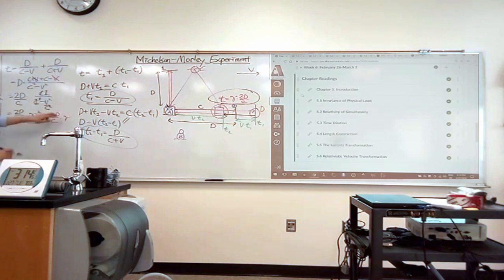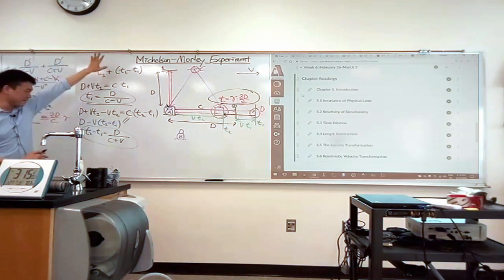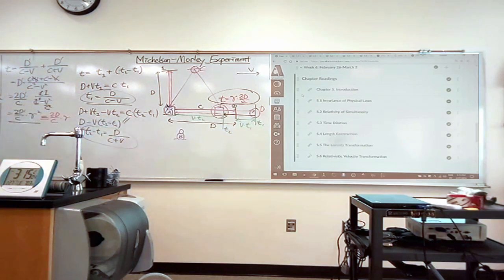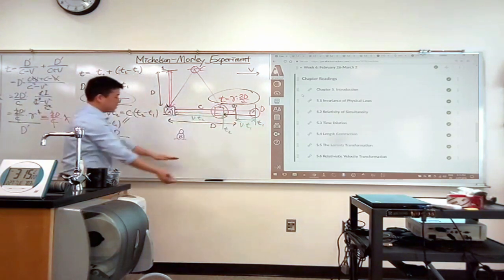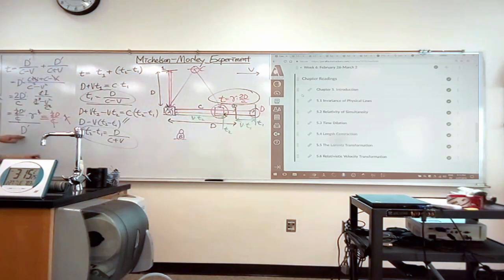This is the d I'm going to keep as d. Let me track down all the other d's. They become d prime; I can prime all of these, but it's implied. All right, let's figure out what this d prime is. I can cancel out 2c, 2c. I can cancel out one factor of gamma. So I get d prime, which is the length of this arm from the perspective of B. d prime is equal to d.